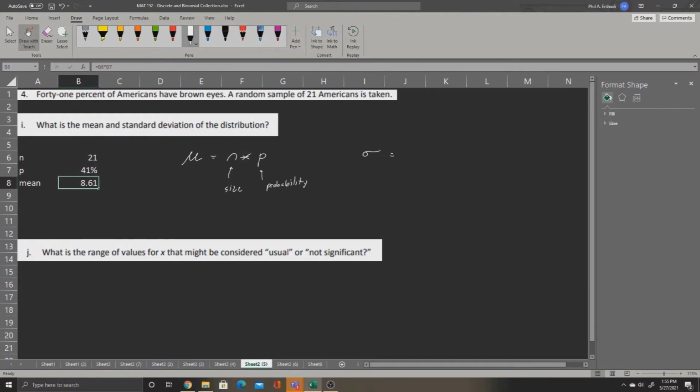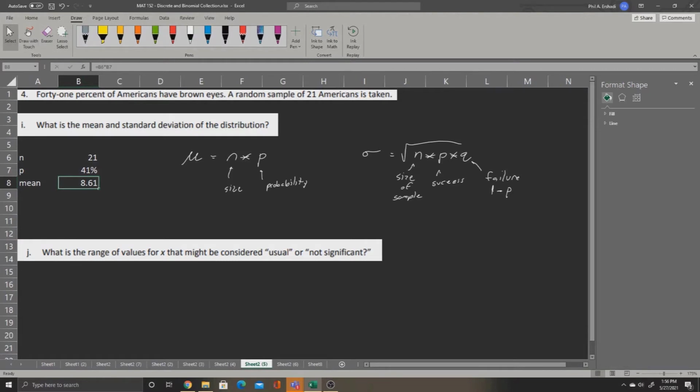The standard deviation, or sigma, is equal to square root of n times p times q. N is still the size of your sample. P is your probability of success. And Q is the probability of failure. Now, the probability of failure is always going to be 1 minus P.